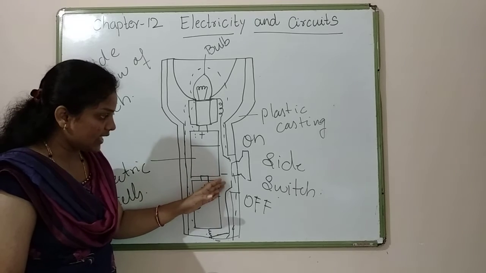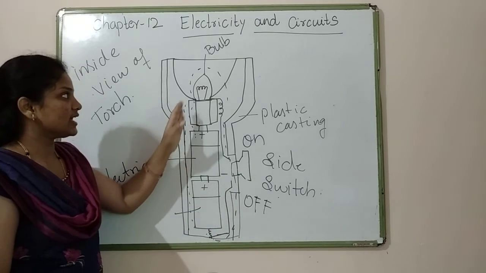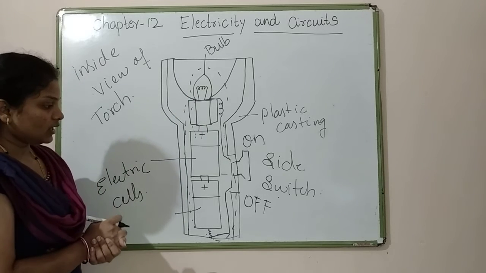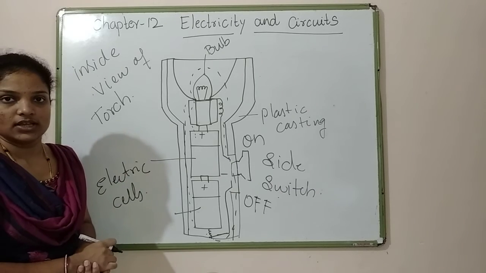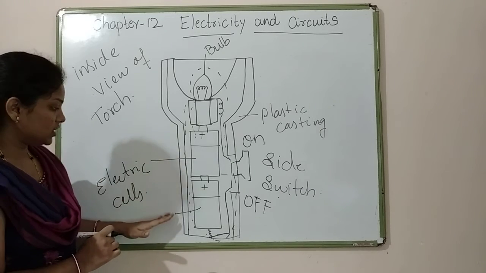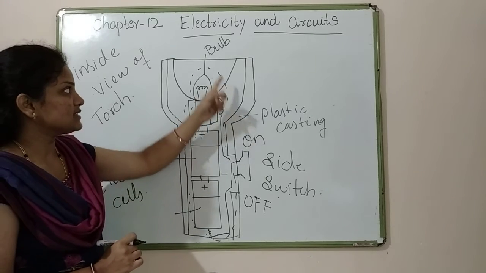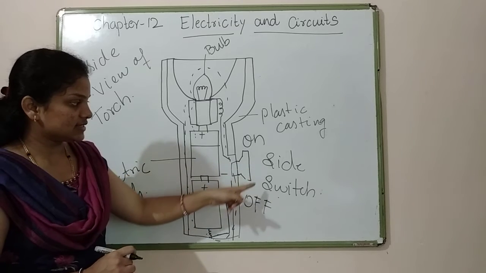So in this case, the connection is broken and current doesn't flow. In this case, the bulb will not glow. So this is the procedure of a torch, and this is the inside view. The simple thing, you just draw the picture and name the parts: that is the electric cell, this is the plastic casing, the bulb, this is the wire, and this is the side switch.